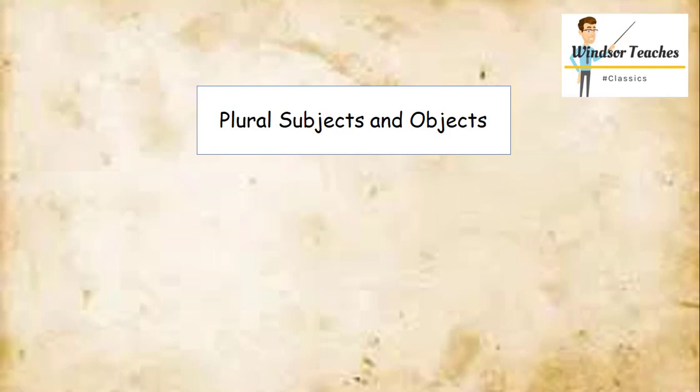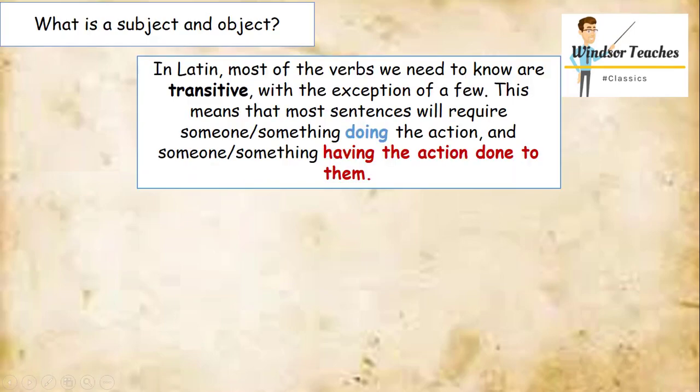Today we're going to be discussing plural subjects and objects, nominative and accusative. What shapes and forms and functions can you expect these types of words to have? First of all, before we do anything else, let's get a little bit more information on subject and object, nominative and accusative, transitive, intransitive, all of this sort of stuff.